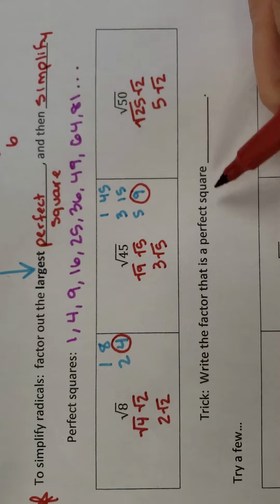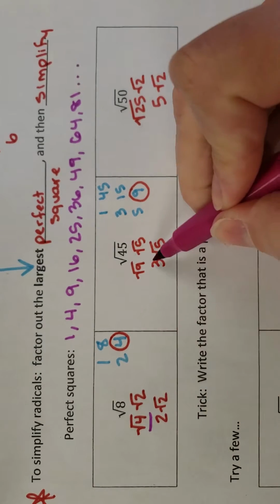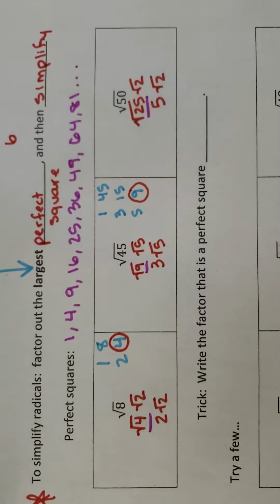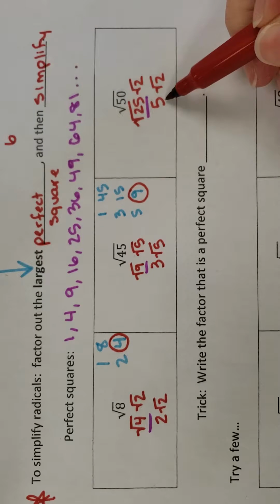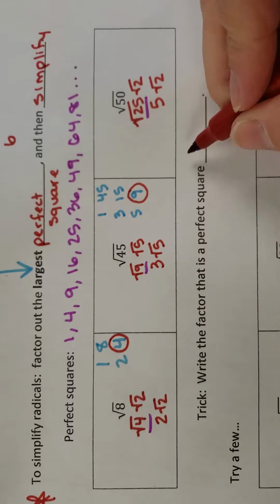Now there is a trick to this. Perhaps you've caught on to it, that you should write the perfect square first. Square root of 4, square root of 9, square root of 25, and then the other factor following it, because when you simplify, this part of the expression comes first. We wouldn't say square root of 2 times 5. That's kind of weird.